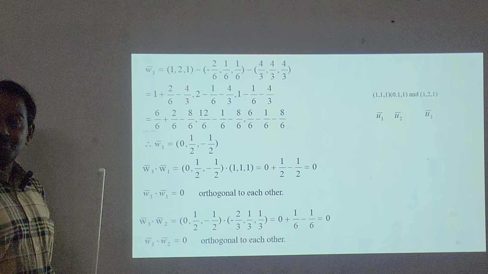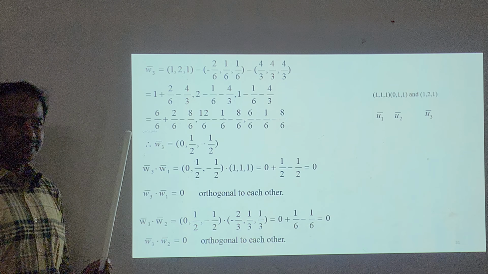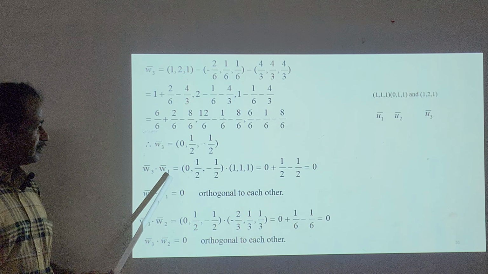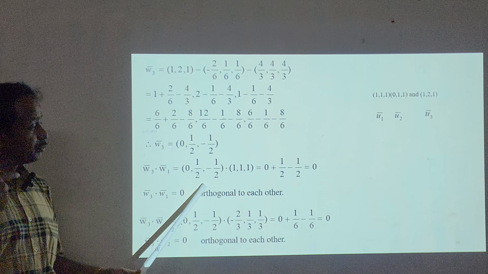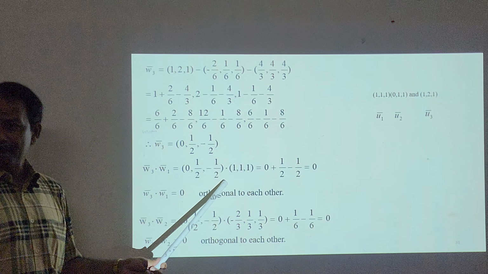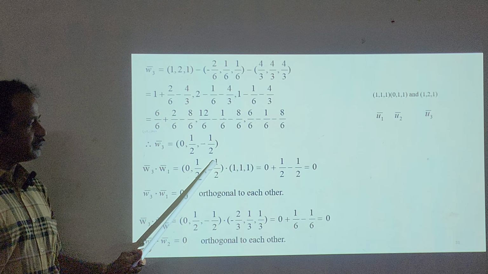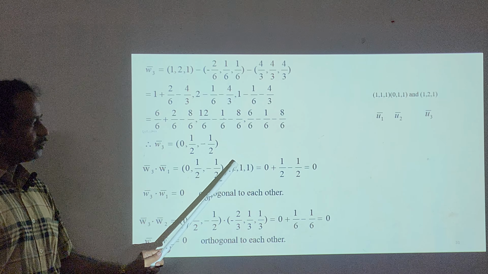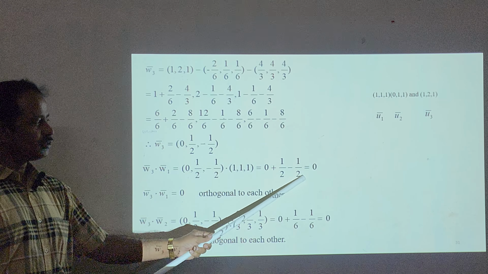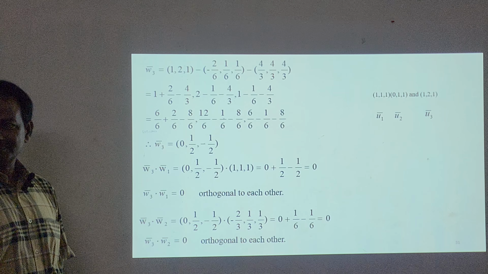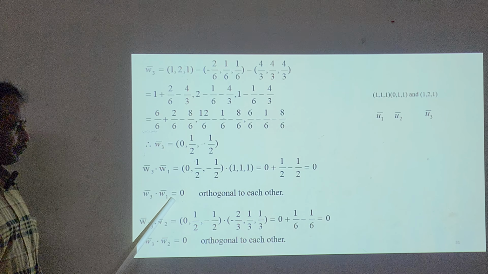So for W3 dot W1 we'll check whether they are orthogonal to each other or not. So this is your W3. We have already completed W1, which is nothing but U1. The dot product of these two will give you 0 plus 1 by 2 minus 1 by 2. The answer is 0. So W3 dot W1 is 0.